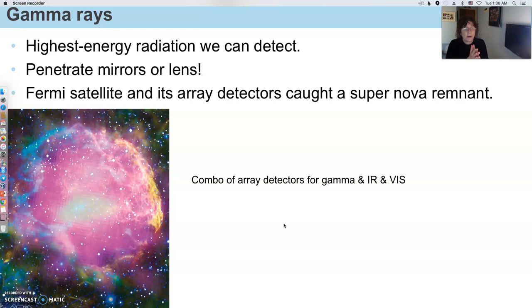This particular graphic came out of the Fermi satellite, which has array detectors for gamma, infrared, and visible light, so it doesn't need to use mirrors. It was able to detect this remnant of a supernova by using those array detectors and spectroscopy. Let me keep going.